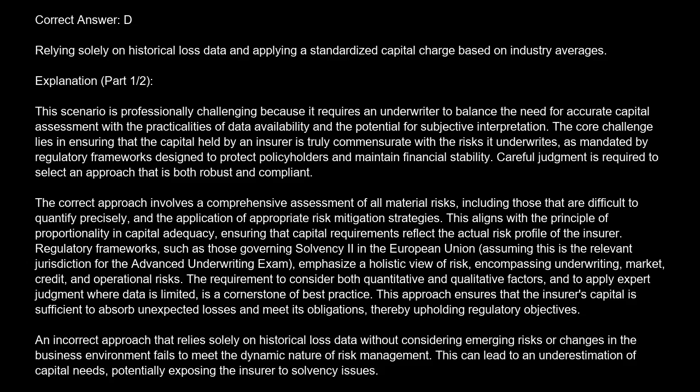This aligns with the principle of proportionality in capital adequacy, ensuring that capital requirements reflect the actual risk profile of the insurer. Regulatory frameworks, such as those governing Solvency II in the European Union, assuming this is the relevant jurisdiction for the advanced underwriting exam, emphasize a holistic view of risk, encompassing underwriting, market, credit, and operational risks. The requirement to consider both quantitative and qualitative factors, and to apply expert judgment where data is limited, is a cornerstone of best practice. This approach ensures that the insurer's capital is sufficient to absorb unexpected losses and meet its obligations, thereby upholding regulatory objectives.